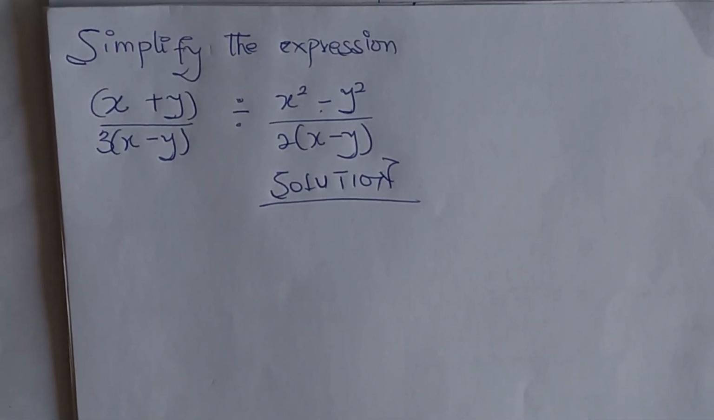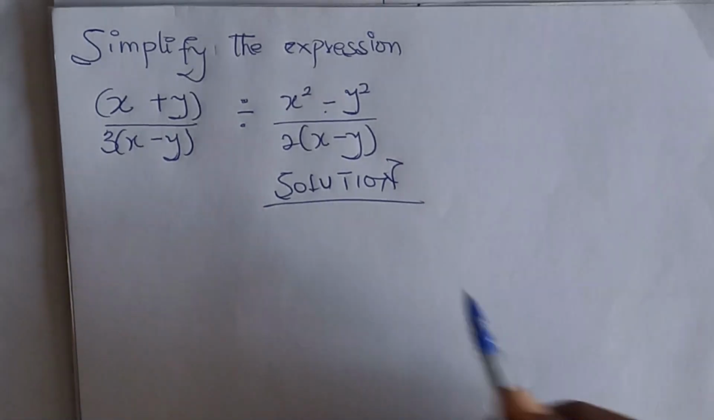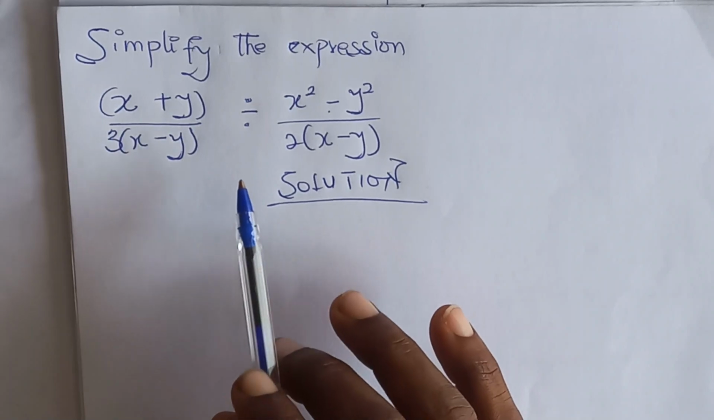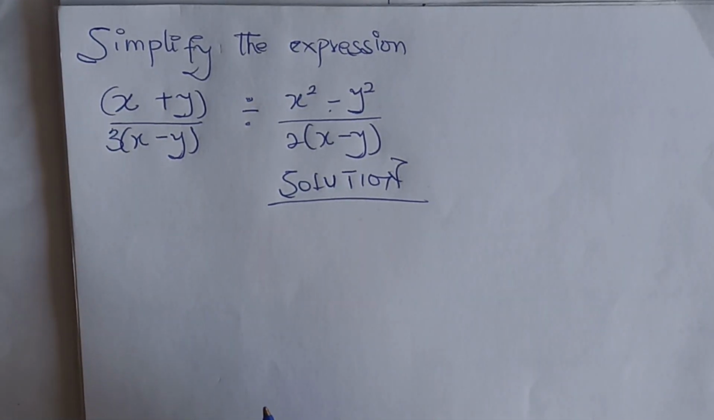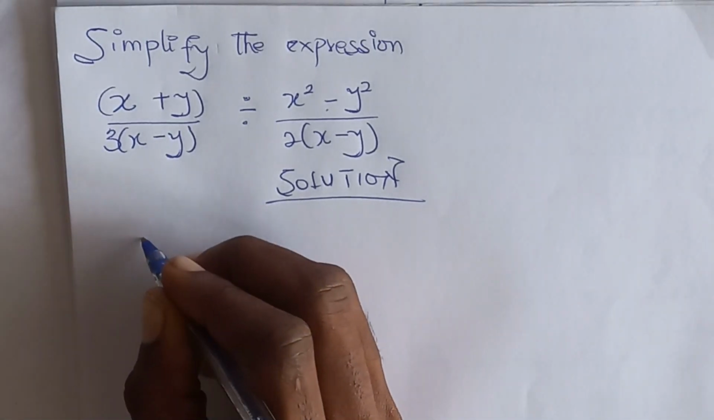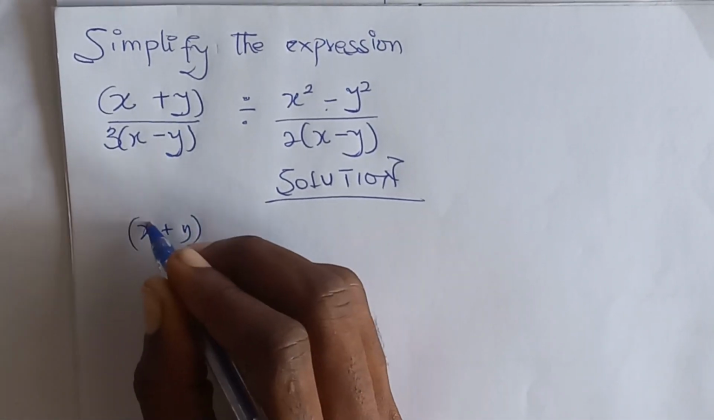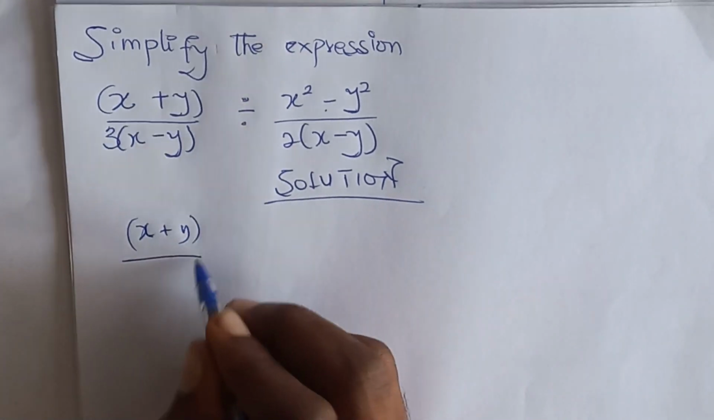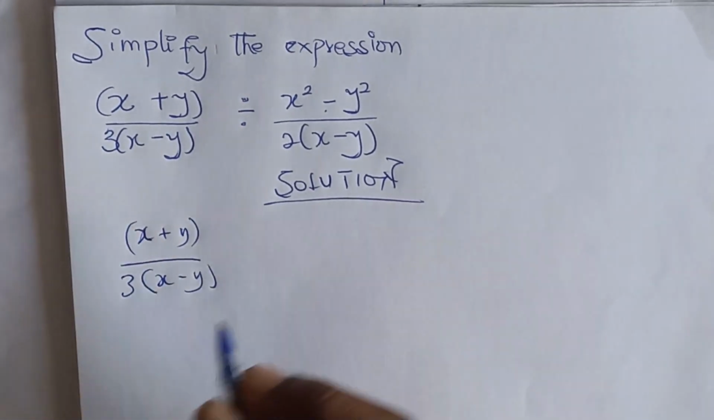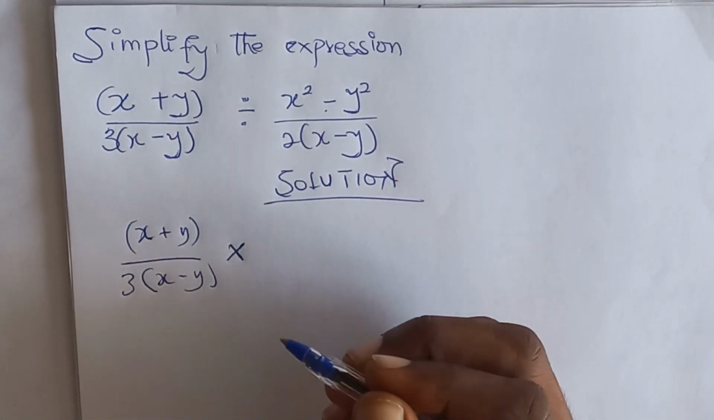So today we are going to simplify the expression. Okay, so to solve this, we have to change the division to multiplication before we start. So changing this, I'm going to get (x plus y) over 3 into bracket (x minus y). So we change this so it becomes multiplication.